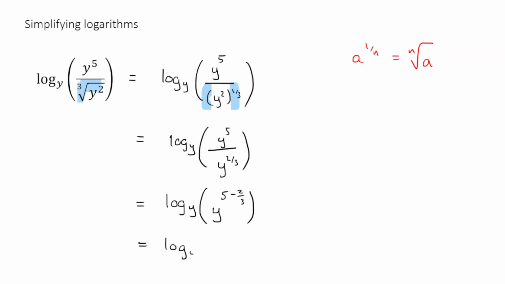So log base y of y to the power of 4 1/3, or if you prefer, 13/3. Okay, so in the end, if what we've got is log base y of y to the power of 13/3, we've got to ask ourselves the question, what power do I have to give our base in order to get y to the power of 13/3? Well, the answer must just be 13 divided by 3. Sorry about that, ran out of space. But this simplifies to give 13 upon 3. And that's our final answer.